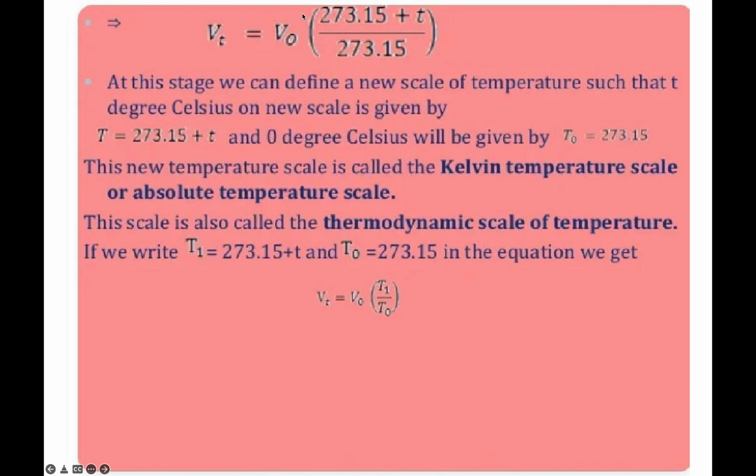Okay, now we can write like this. At this stage we can define a new scale of temperature such that t degrees Celsius on the new scale is given by capital T is equal to 273.15 plus small t, and 0 degrees Celsius will be given by T0 is equal to 273.15. This new temperature scale is called the Kelvin temperature scale or absolute temperature scale. It is also called the thermodynamic scale of temperature. So we write T1 is equal to 273 plus small t, or T0 is equal to 273. In the equation we get Vt is equal to V0 into T1 by T0.